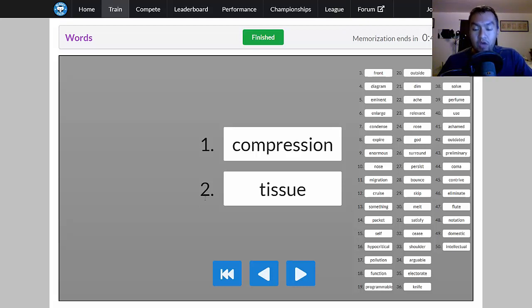Second, 2 would be tissue. I would attach it to it, and so on. And so when I recall the information, all I'm doing is looking at the peg. What was connected to this specific peg? 1, oh yeah, I saw the sun and it was getting compressed. Oh yeah, compression. 2, shoe, I saw the shoe and it was crying tissues. Oh yeah, so number 2 is tissues. And so that's how you use the peg system.